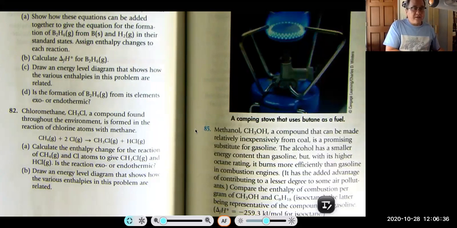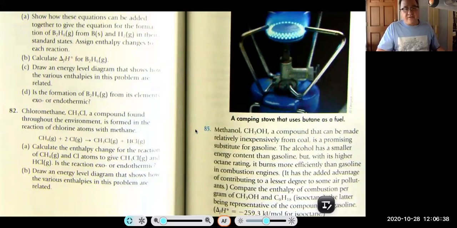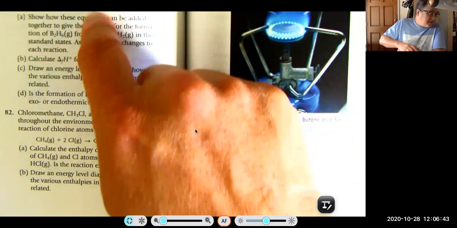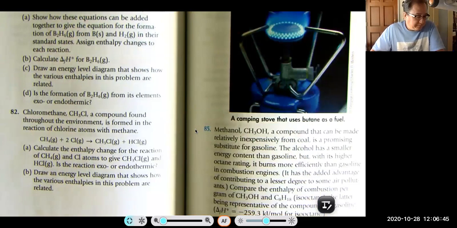Okay, so we're going to take a look at problem number 82 so that we can do an energy level diagram, and then we'll probably do the one above because it also has an energy level diagram. Actually, we'll do 87 next because it's not a triangle problem.